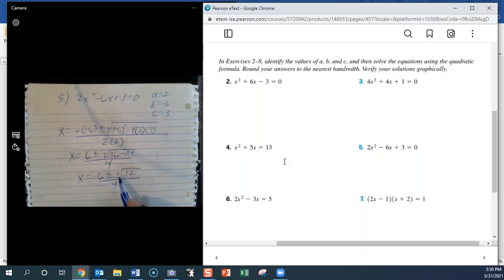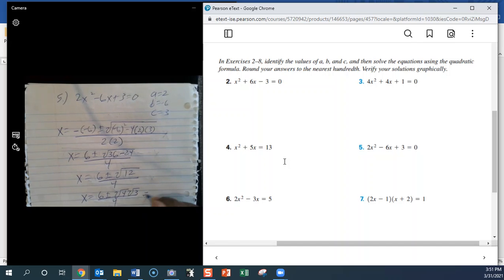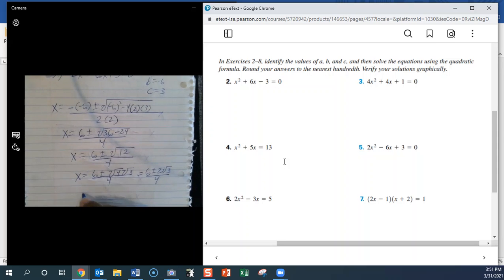Now, just to show this by hand, this would be 6 plus or minus. The highest perfect square we could pull out of 12 is 4. So we could break that up as the square root of 4 times the square root of 3 all over 4. So this would give us 6 plus or minus 2 square root 3 all over 4. Now, we will pull out what these three values have in common, 6, 2, and 4. All of these have 2 in common. So this will give you 3 plus or minus the square root of 3 all over 2.